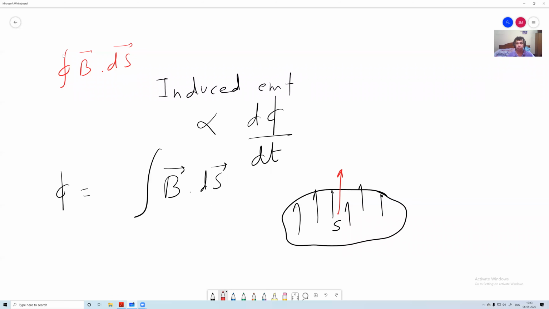Did you study Maxwell's equations in physics? I don't know your physics syllabus. I don't know if it is there or not. Closed surface integral, right? And what is the value of this? Yes, 0. It is 0, right? 0 is the right answer. But why is it 0?